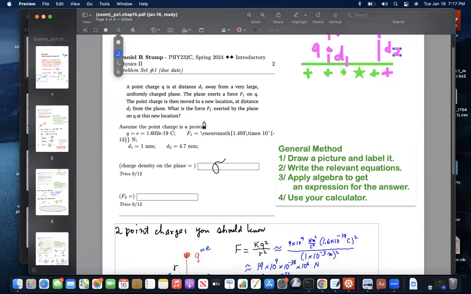It says assume the point charge is a proton. So I know what Q is. Q is e, 1.602 times 10 to the minus 19 coulombs. The problem tells me the value of F1 and the distance d1, 1 millimeter, and the distance d2, 4.7 millimeters.